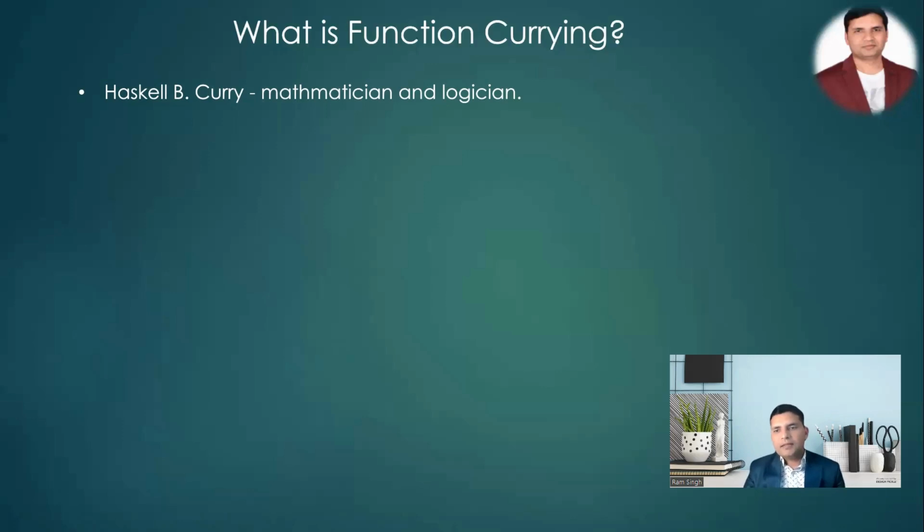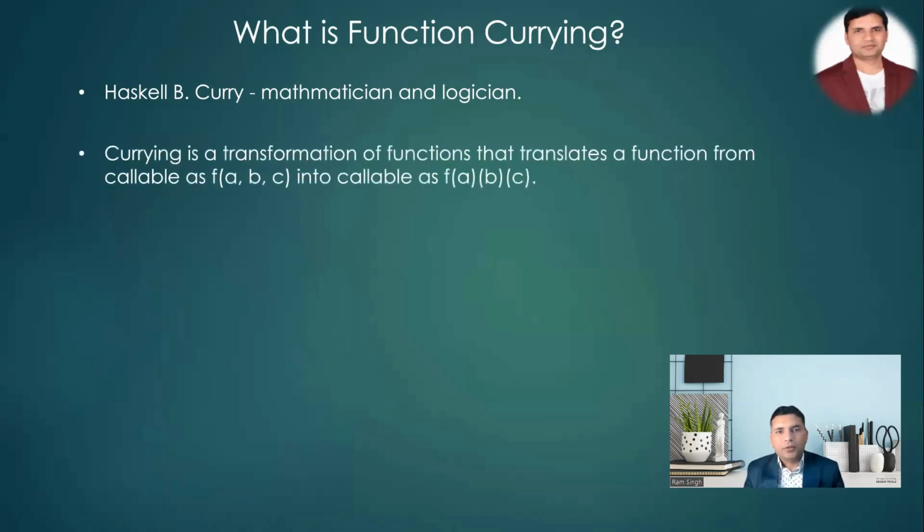Okay, next is the main core concept. What is the core concept behind currying? Currying is a transformation of functions that translates a function from callable as f(a, b, c) into callable as f(a)(b)(c). The main thing to understand here is that normally you call a function and pass all the parameters together, but here the transformation changes the function so that the parameters are passed one by one. That is the main concept of the currying function.